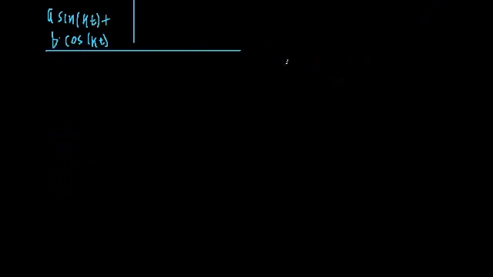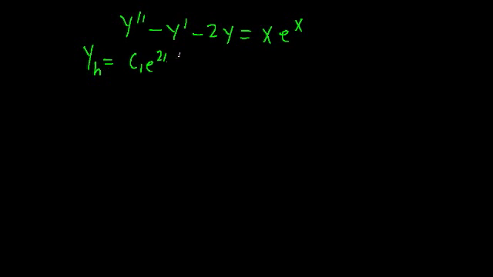But let's try something new now. Let's first go back to the differential equation we've been working with. Second derivative minus first derivative minus 2 times y. What if that is now equal to x times e to the x? Here we have a polynomial term multiplied by an exponential. So how do we solve this? Well, first of all, we should rewrite our homogeneous solution. c1 e to the 2x plus c2 e to the negative x.